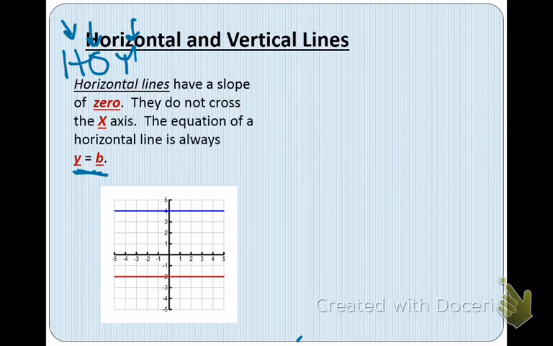Okay? So for example, this horizontal line right here has a 0 slope, and the equation is going to be y equals 4, because it hits 4 on the y-axis. Down here has a 0 slope, the equation is going to be y equals negative 2. Okay? So anytime you see a linear equation with just a y in it, you know it's going to be a horizontal line. And that's how you're going to graph it. Okay? So that's your horizontal line.